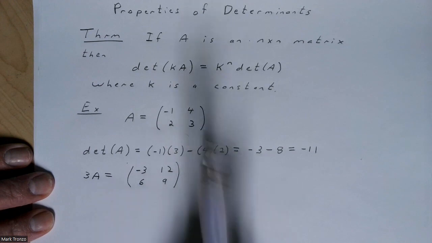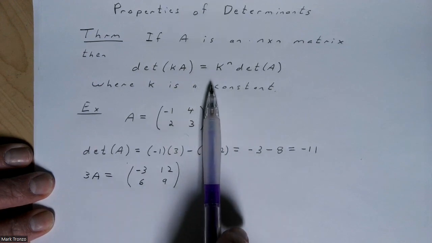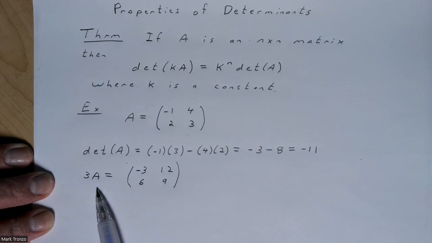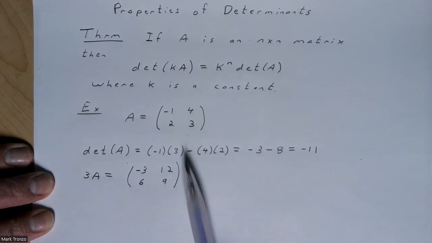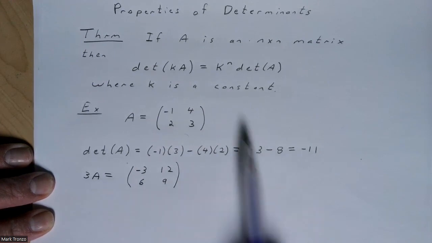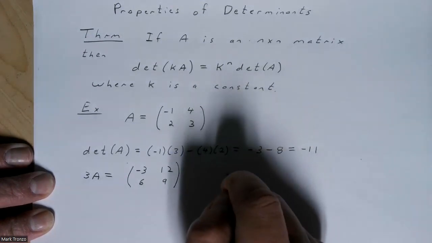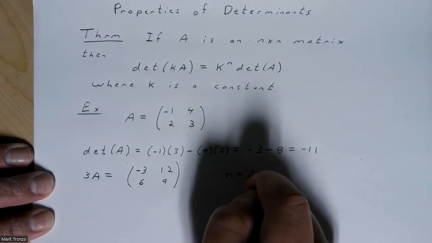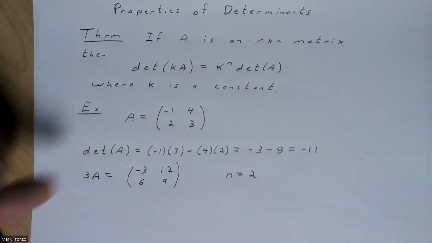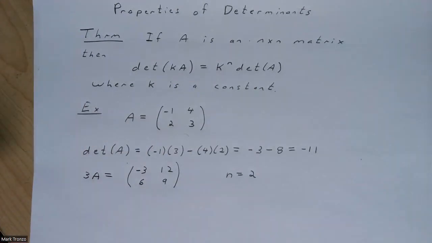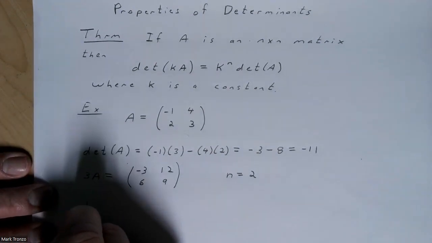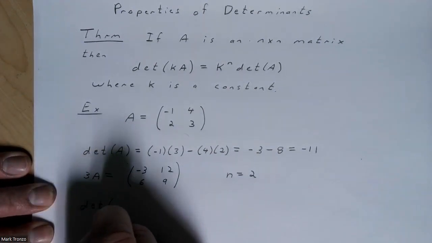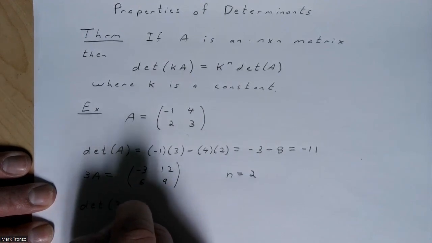Now, according to this theorem, the determinant of this matrix is going to be 3 to the n times the determinant of the original matrix A. Now, of course, in our case, we have a 2 by 2, so n is going to be equal to 2 because we have a 2 by 2 matrix. So first, let's actually calculate the determinant of 3 times A.